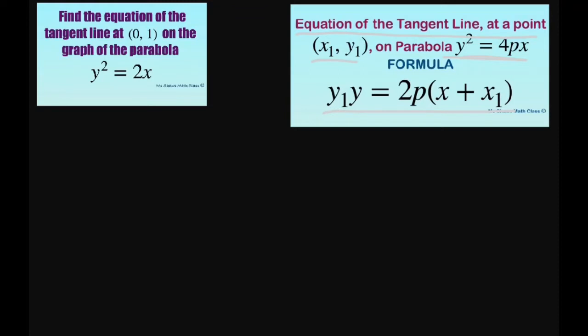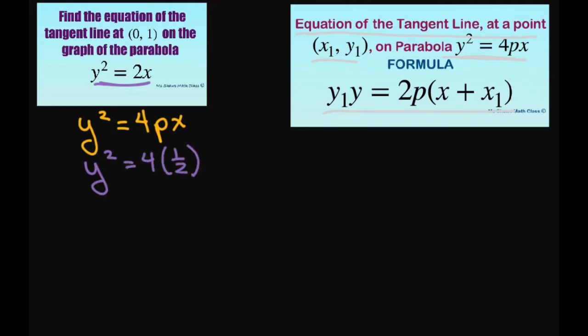So basically we can start with our standard form of a parabola, y squared equals 4px. Now let's match these two up. So that would have y squared equals 4p x. My p is going to have to be 1/2 to get a 2. So that gives me the 2 right there. So my p is 1/2. Also, for this, I have my x is 0 and my y is 1.